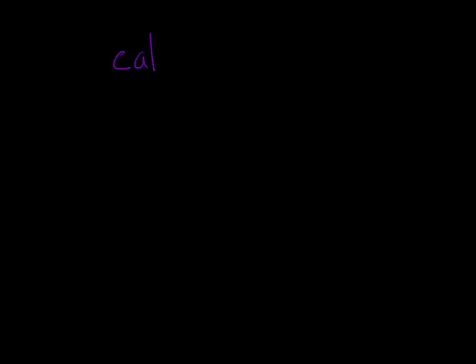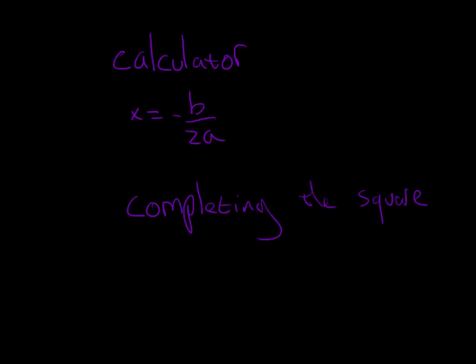You have your calculator, which you can use to find the vertex. You have x equals the opposite of b over 2a, and then plug x into the equation to find the vertex. You have completing the square to find the vertex. And then to sketch the graph, again, use your calculator and the table feature. Not anything you can't do.